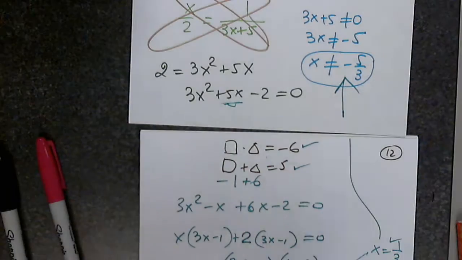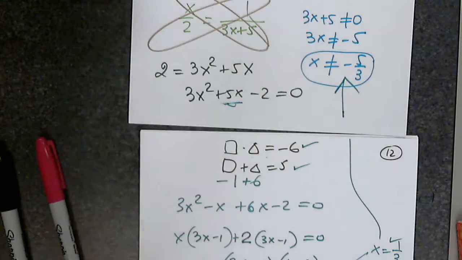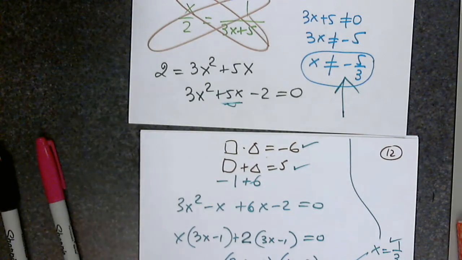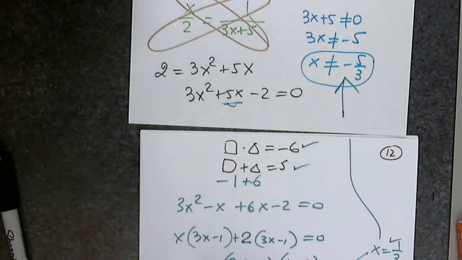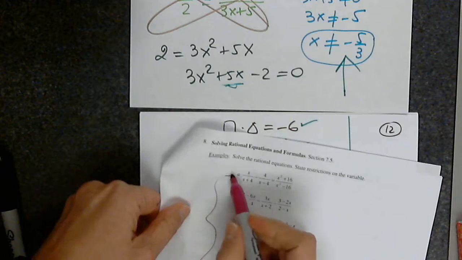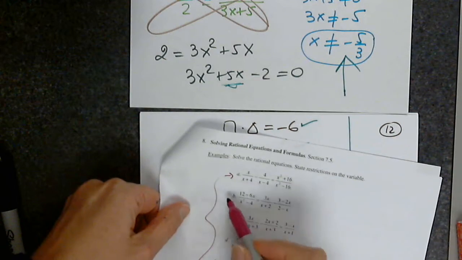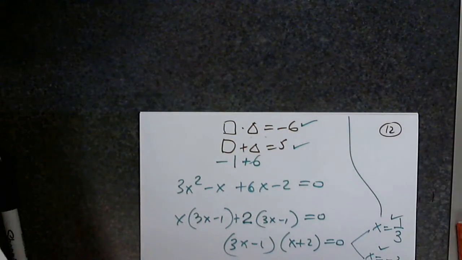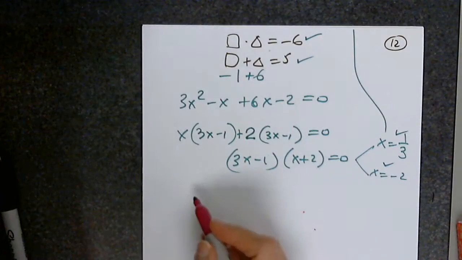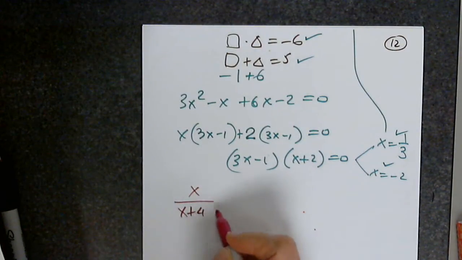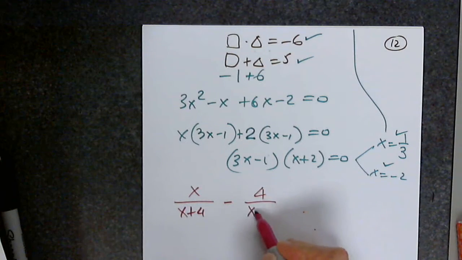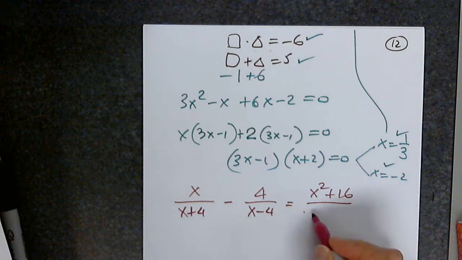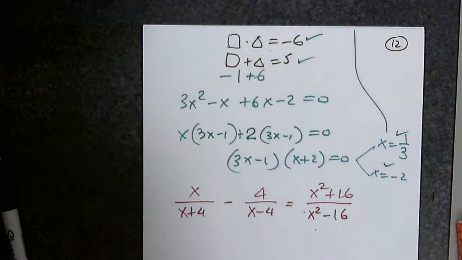And then we'll go to chapter 12. Okay, so I'm going to copy the first one. So we have left B, C, and D. Okay. So x over x plus 4 minus 4 over x minus 4 equals x squared plus 16 over x squared minus 16.